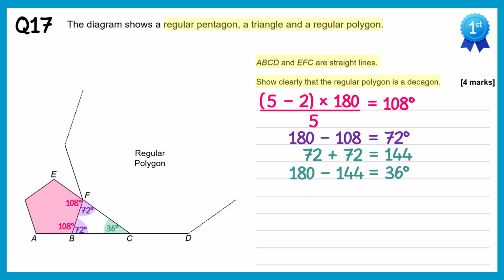To find the number of sides of a regular polygon, we can use the formula number of sides n equals 360 divided by the exterior angle. But we just said the exterior angle for that regular polygon was 36 degrees. So we do 360 over 36, which is 10. So we know the shape has 10 sides, which is a decagon.